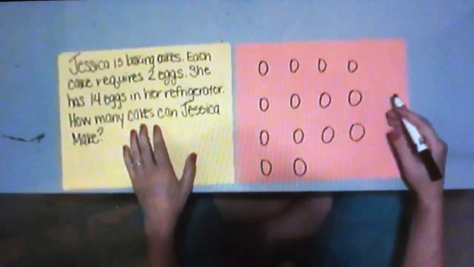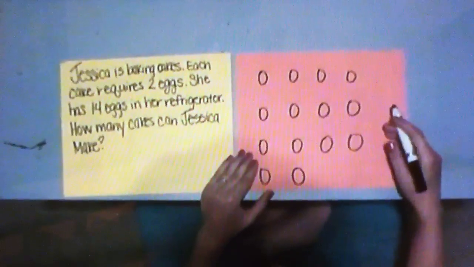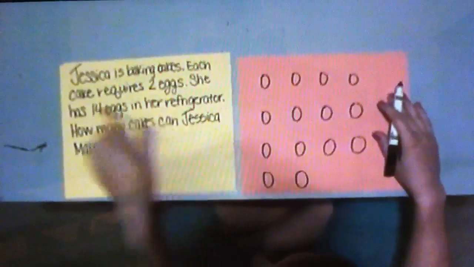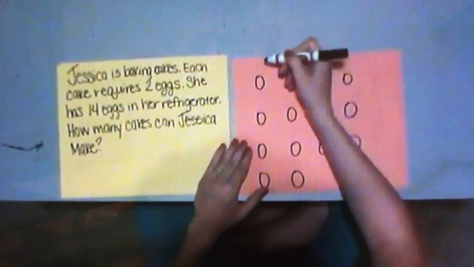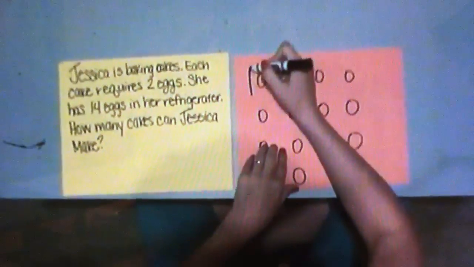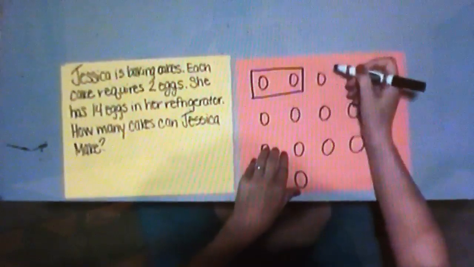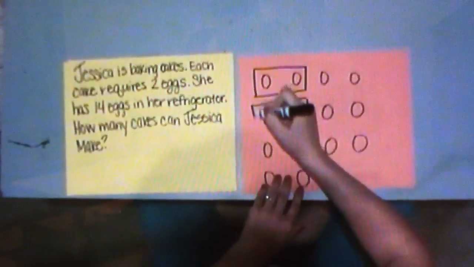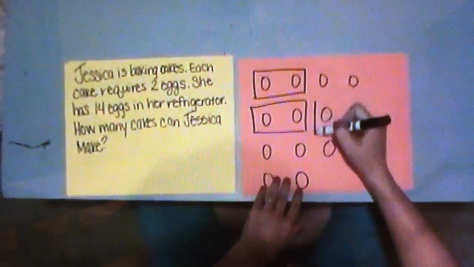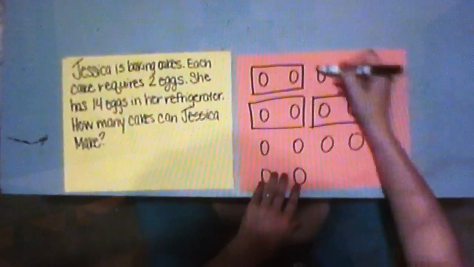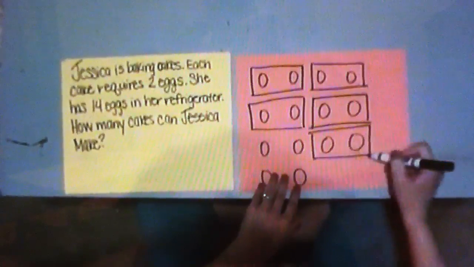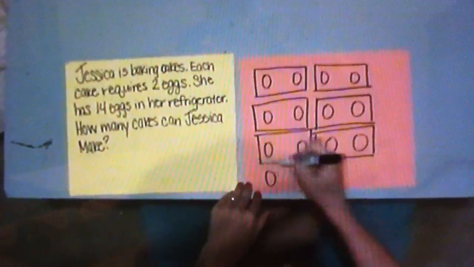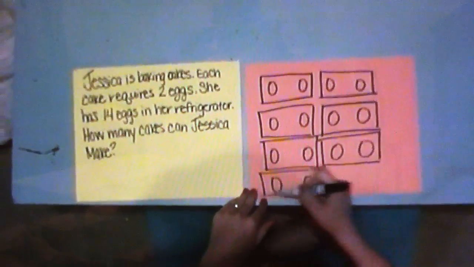Now, she wants to make cakes, but we don't know how many she's able to make. So, we're going to use a box to represent each cake. Each cake is supposed to have 2 eggs in it, so let's draw that. We count 2 eggs and put a box around it. Just like before, it doesn't matter what shape or what arrangement you put these eggs in, as long as there's 2 in each box. So we keep going through until we're out of eggs.